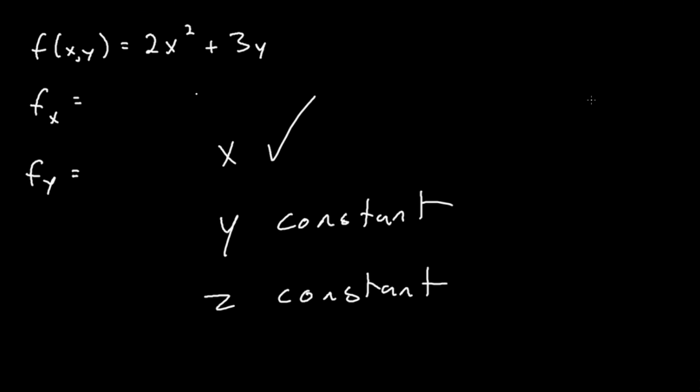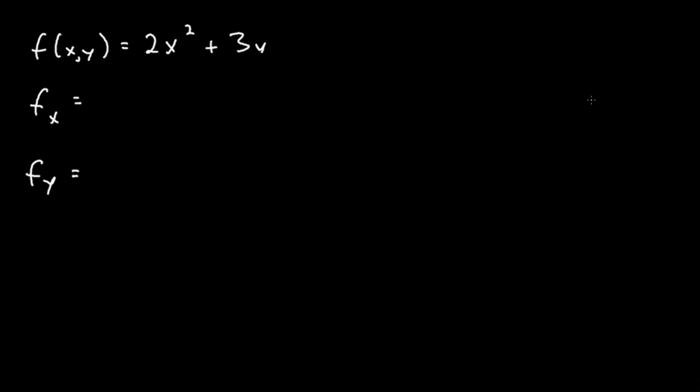When you start learning triple variable functions rather than just x, y, you're going to have z as one of the variables inside of your function. But keep that in mind. If you take the x partial, every other variable is a constant. So if you take the x partial of this term, 2x squared, well, it's simply the power rule, right? 4x is your partial derivative with respect to x for this term of the function.